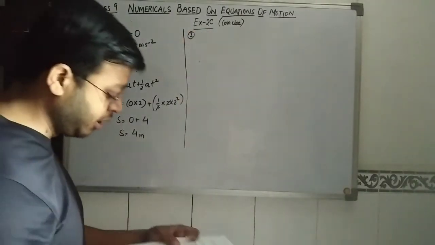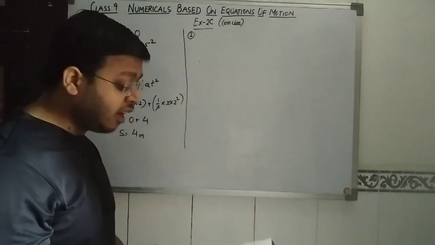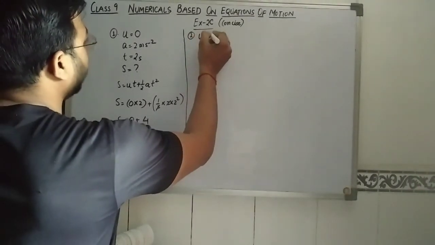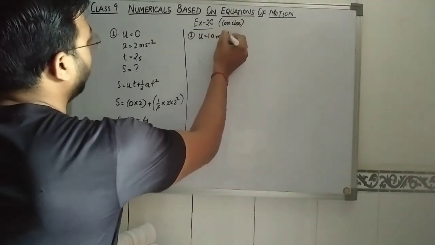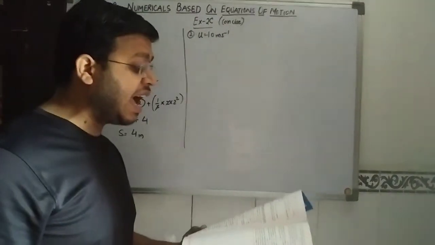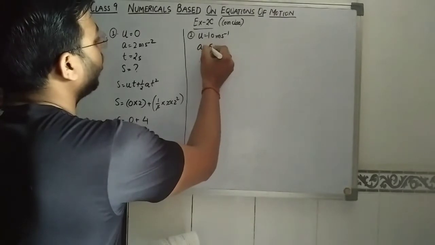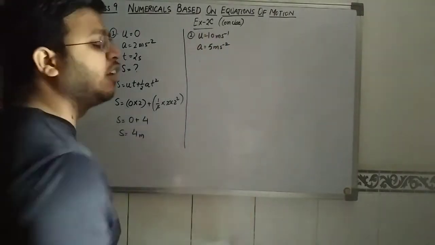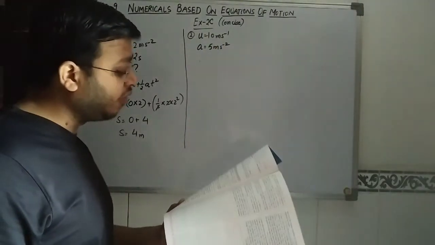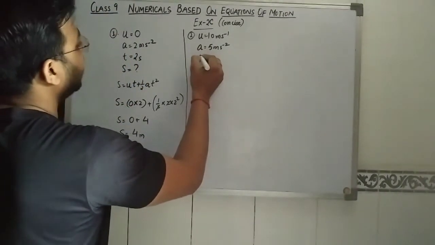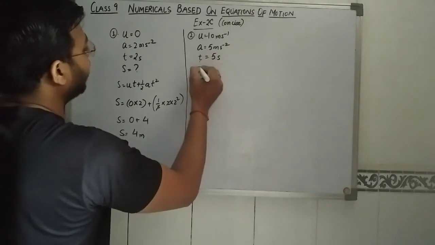Now numerical number 2. A body starts with an initial velocity of 10. Now the initial velocity is given as 10, so the value of u will become 10 meter per second. And acceleration 5 meter per second square. Acceleration is equal to 5 meter per second square. These two values are given. After that, find the distance covered by it in 5 seconds. Again, we have to find the distance covered in 5 seconds.